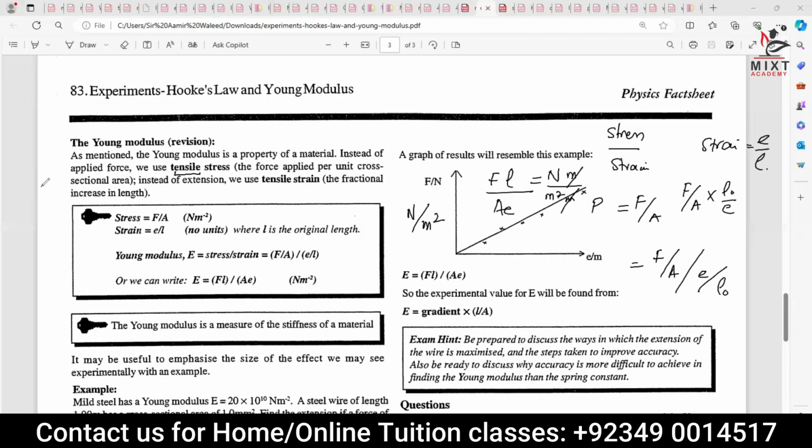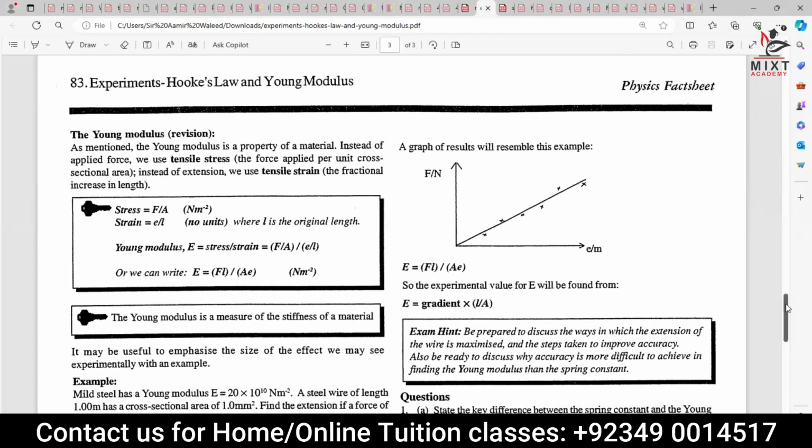So the unit of Young modulus is newtons per meter square. Manur, any problem in this, beta? No, sir. I want you to quickly write it. Also, this is very, very important: Young modulus is a measure of stiffness of a material. Once you finish it, I want you to solve this numerical.